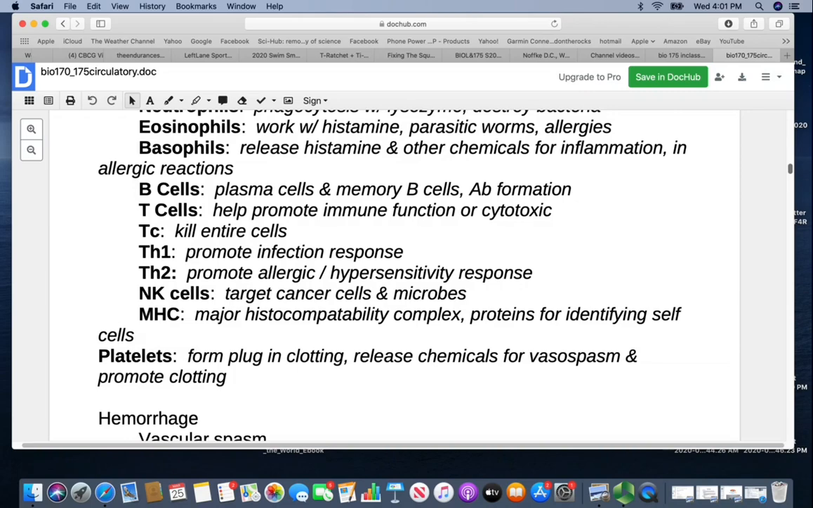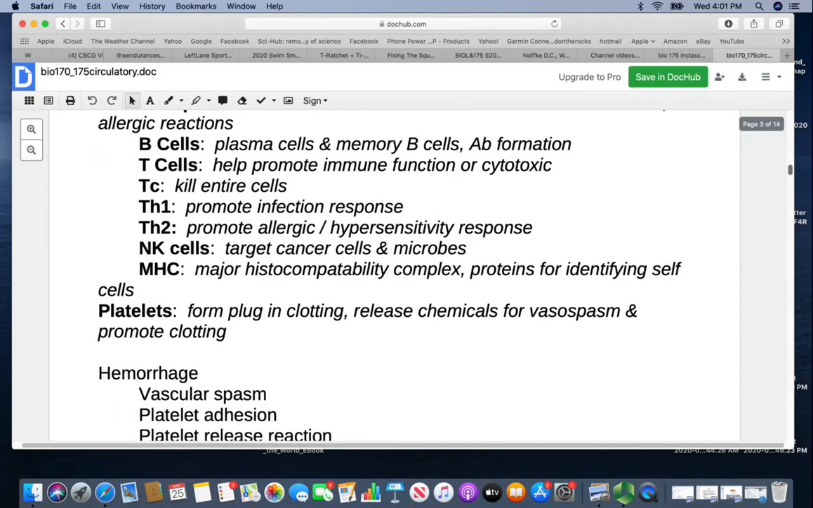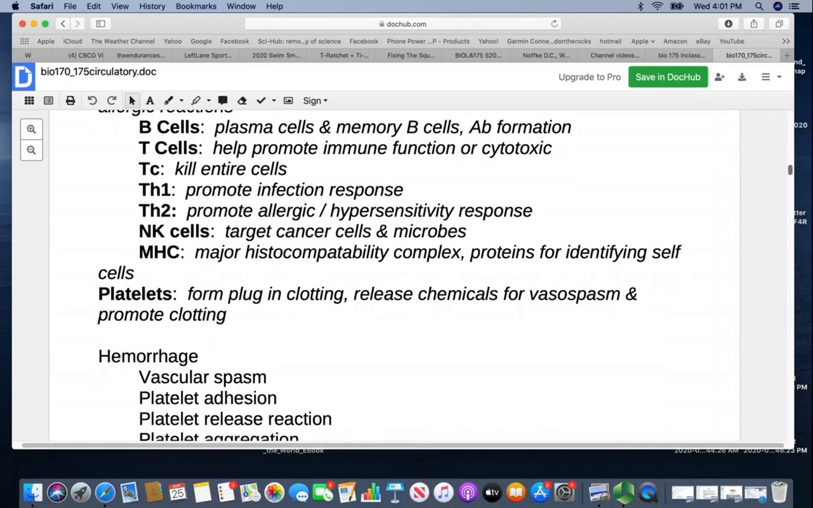The MHC is your major histocompatibility complex. These are proteins for identifying self cells. These are really important because this is a way for your immune system to be able to identify cells that are yours and leave them alone.